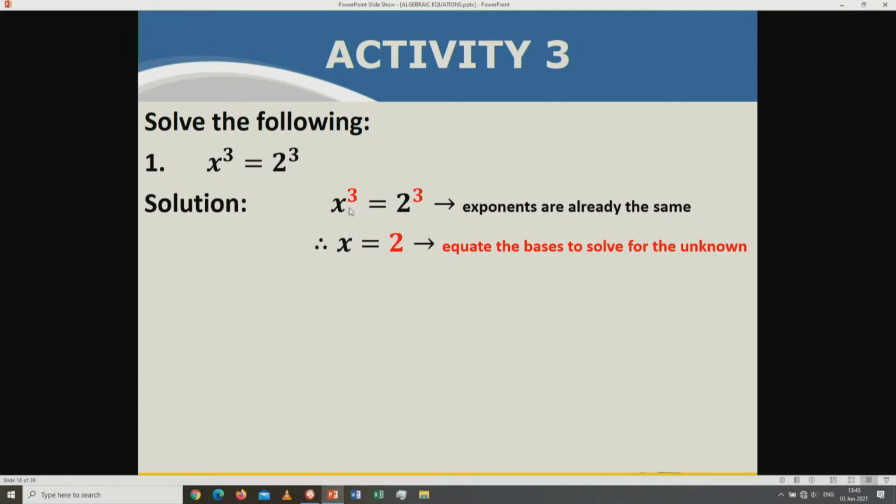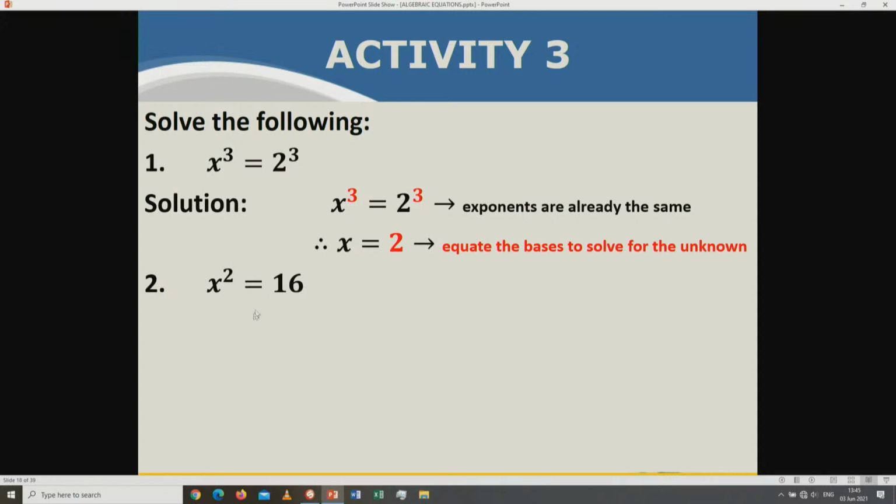For instance, if x is replaced by 2, the left-hand side will be 2 to exponent 3, and the right-hand side will also be 2 to exponent 3. Therefore, the equation is balanced. All right, and then the next one takes a higher level than the first one. x squared is equivalent to 16.